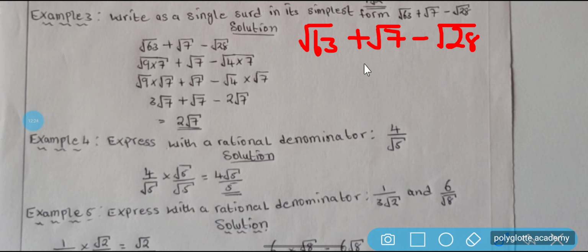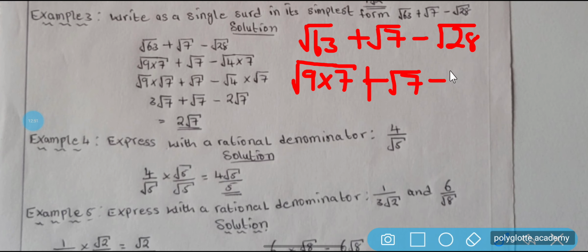So we are going to put this one in another form, which is root 9 times 7, because if you multiply 9 times 7, it's going to give you 63, plus root 7, we can break it down, minus root 4 times 7. So that's almost what we are having.